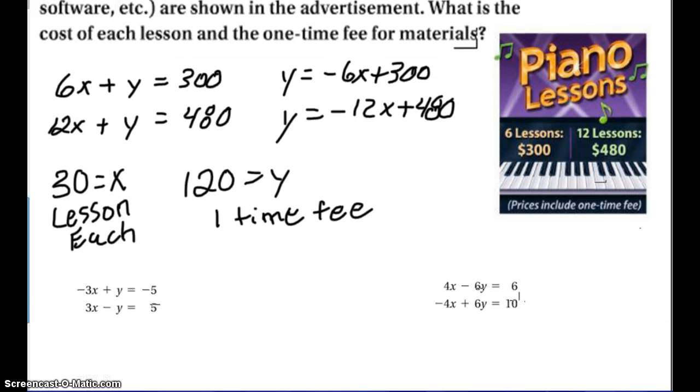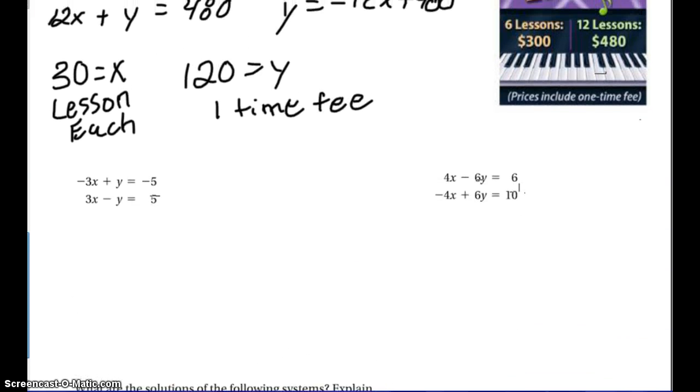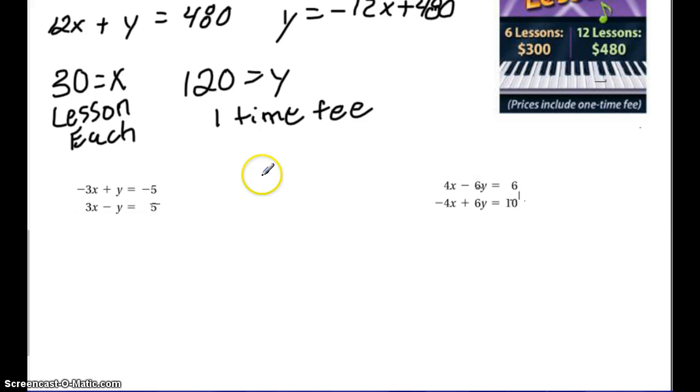Hopefully that's clear as mud. Now let's take a look at a couple special situations. I'll even put special on here. Special and special. Good.